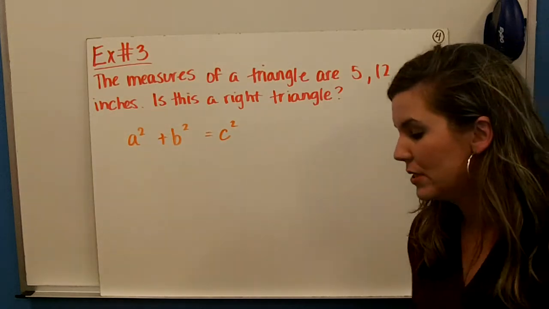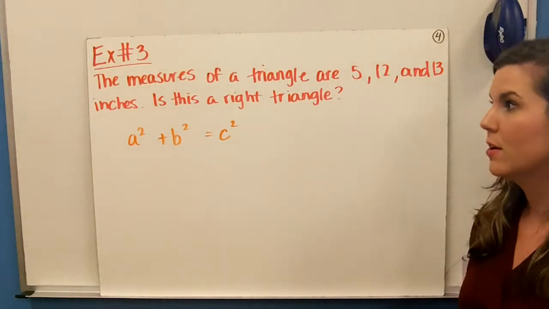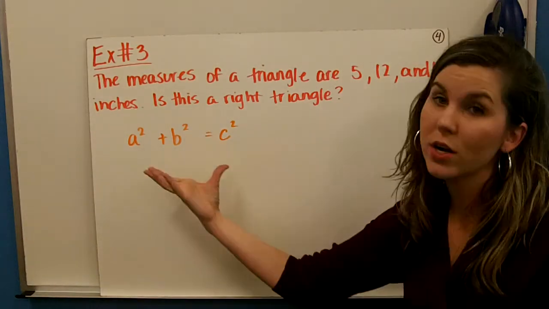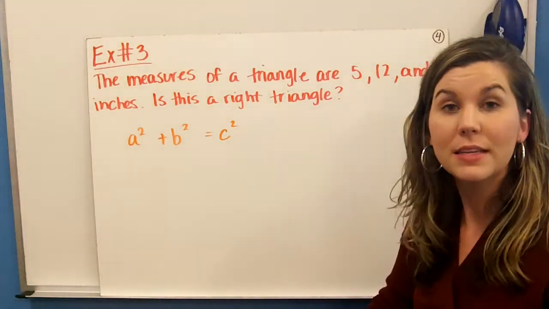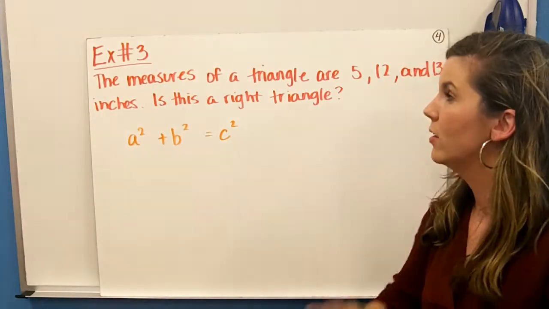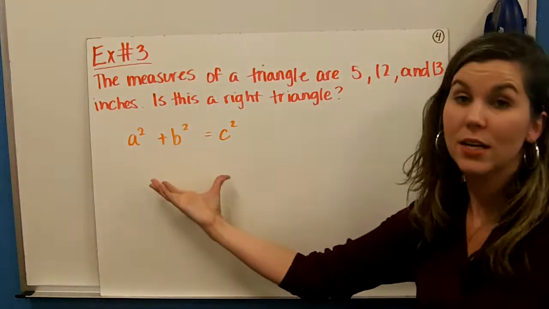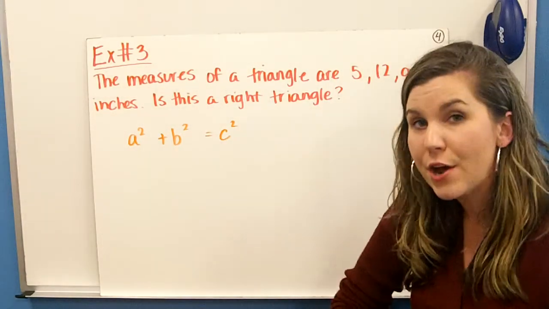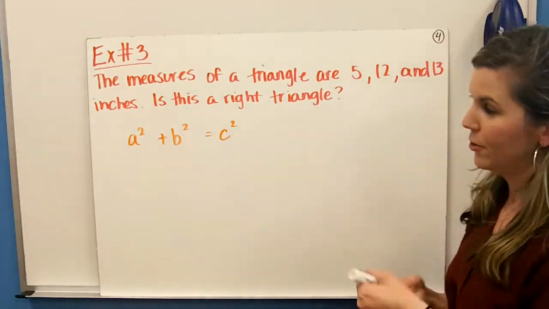Well, this is called using the converse of the Pythagorean theorem. It says if you have the sides of a triangle and it works in the Pythagorean theorem, then yes, you automatically have a right triangle. If you plug in the 3 sides, A squared plus B squared equals C squared, and it does not work, then you can say no, this is not a right triangle.